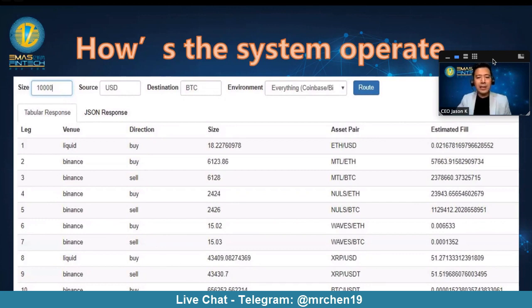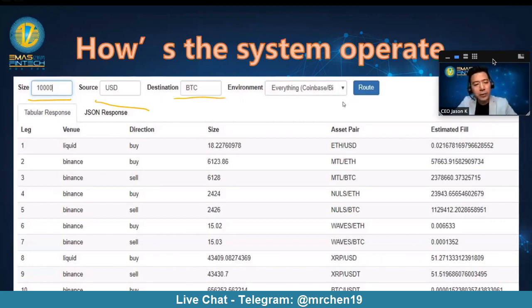As you can see, this is a simplified dashboard, and there are only 3 fields that my system operator, or you can say a trader in more common wording, needs to fill in. As you can see here, size 10,000, source USD, destination BTC. It means that I'm going to query for Bitcoin based on 10,000 US dollars. Okay, and I will go for query.